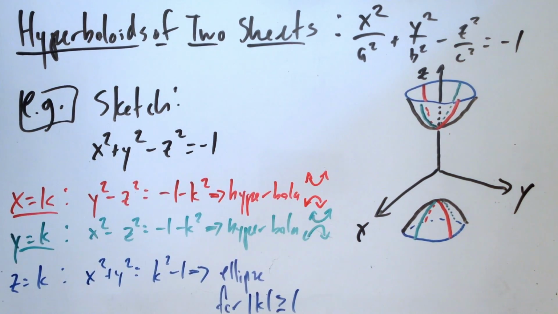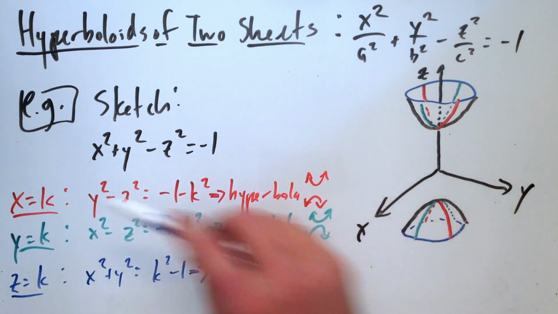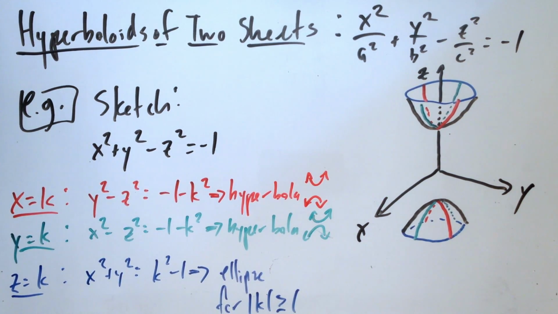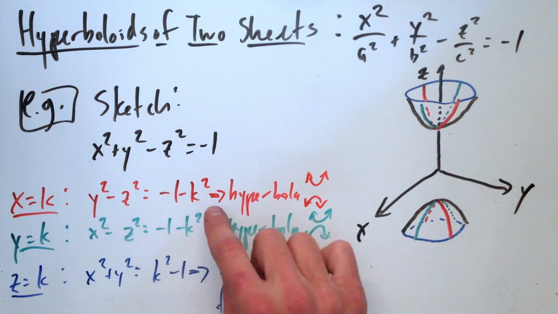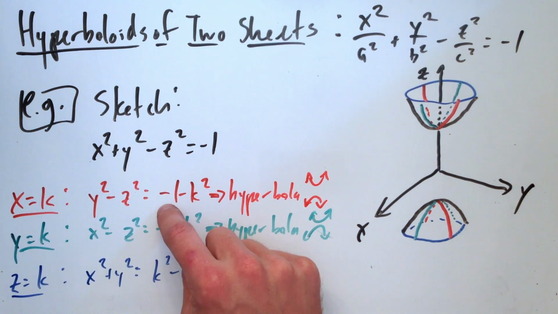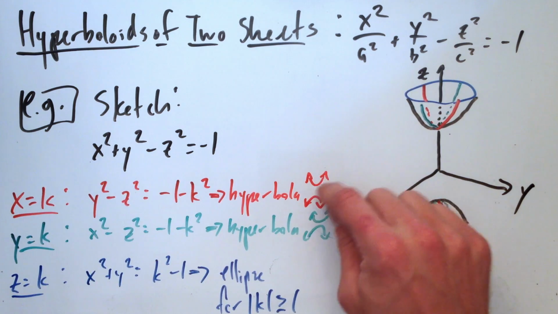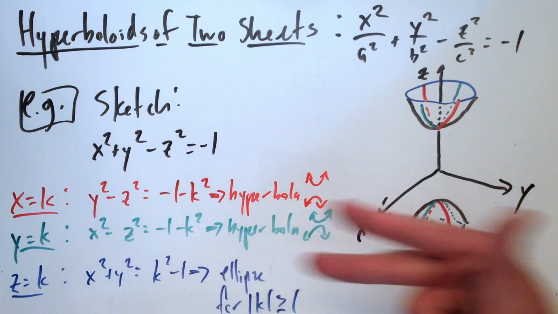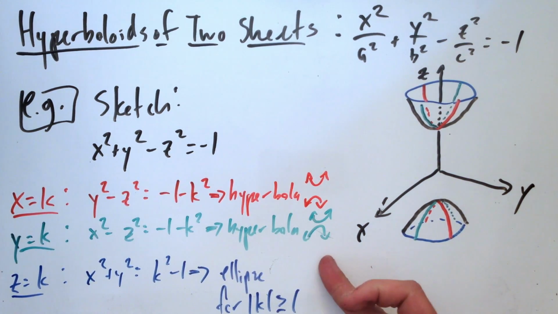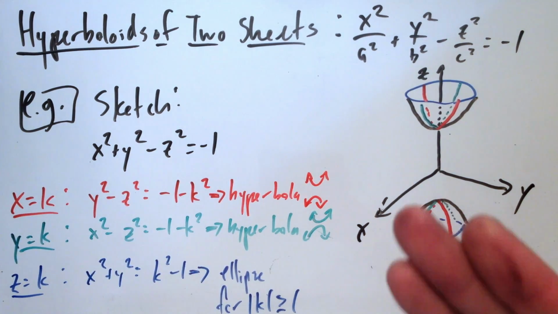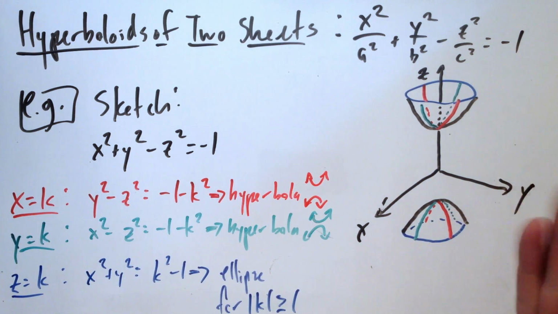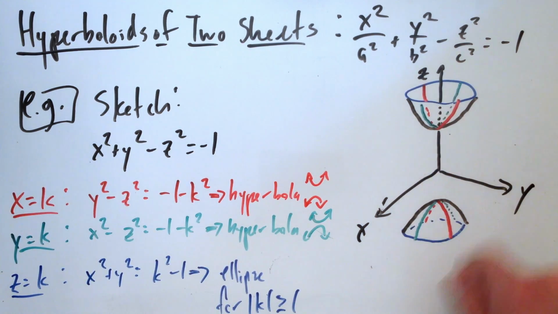So let's look at the traces. Let x, y, and z each be equal to a constant. And the math goes pretty much just like last time. We end up with hyperbolas for x and y and ellipses for z, but it's a little bit different. Y squared minus z squared is minus 1 minus k squared when x is equal to k. So this is always less than 0. In that case, we get these hyperbolas, which are two pieces, one over the other. And same thing for when y is equal to k. So these traces are always disconnected. In the x direction, it's always disconnected, and in the y direction it's always disconnected. So there's no way that this surface could consist of one connected piece. It has two pieces, two sheets. Great. So that's what's going on here.